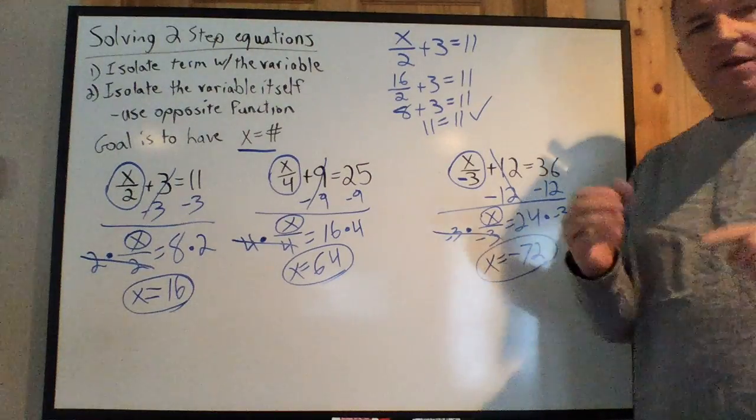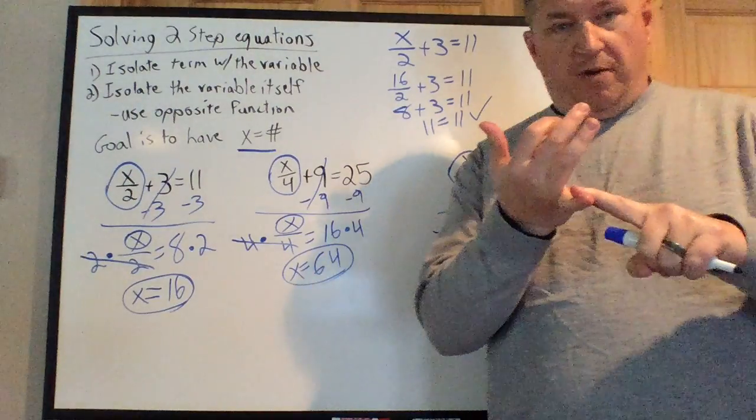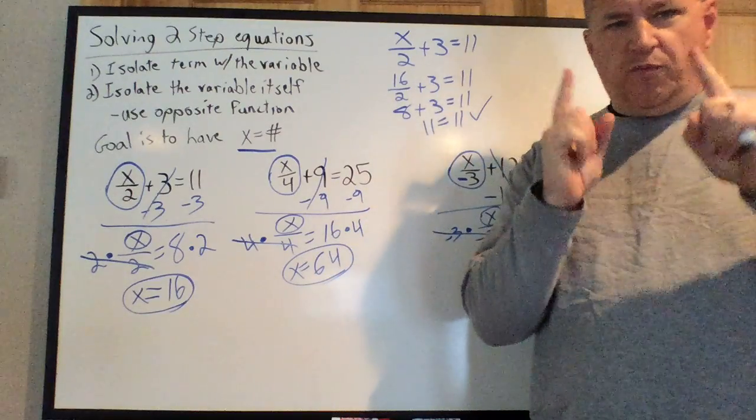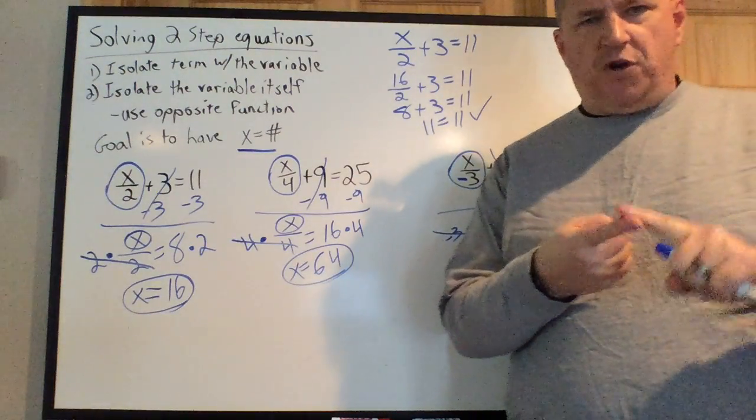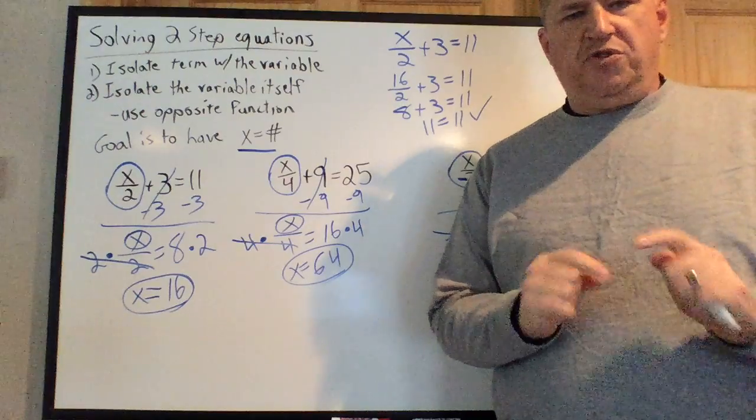All right, again, isolate the term with the variable. Isolate the variable itself. You do both of those things by using the opposite function and the same number that you see in your original problem.